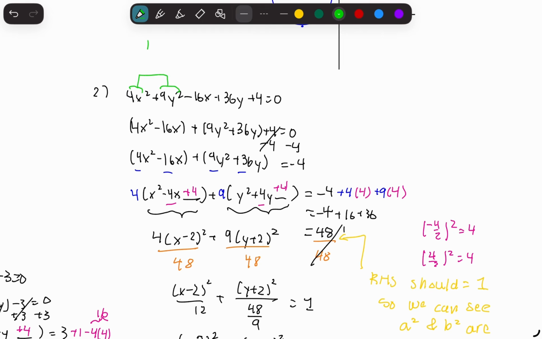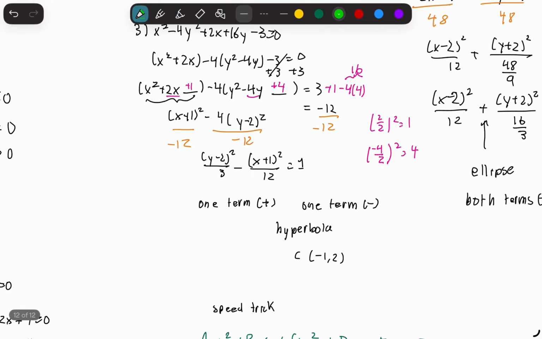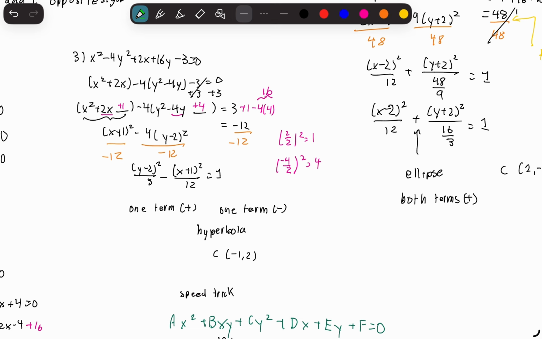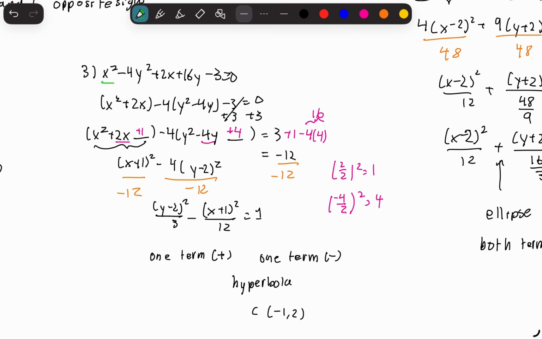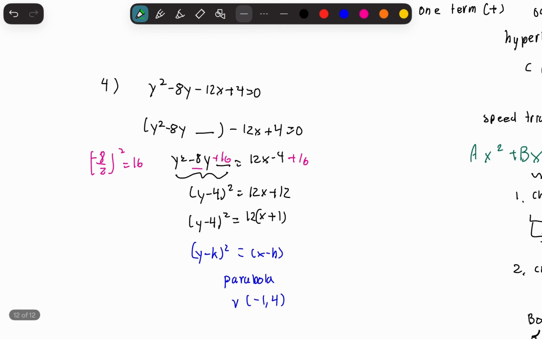Now, for this example, we can look at our 4x squared and our 9y squared. So we can see that x and y are both present, you have different coefficients, and you have the same sign, so that is going to be an ellipse. And as we did our work, we saw that it was an ellipse, so that matches. Now for this third question, we are going to look at our x squared and our negative 4y squared, and we can see that they have opposite signs, so that means that it's a hyperbola. And that's true because we completed the square and saw that.